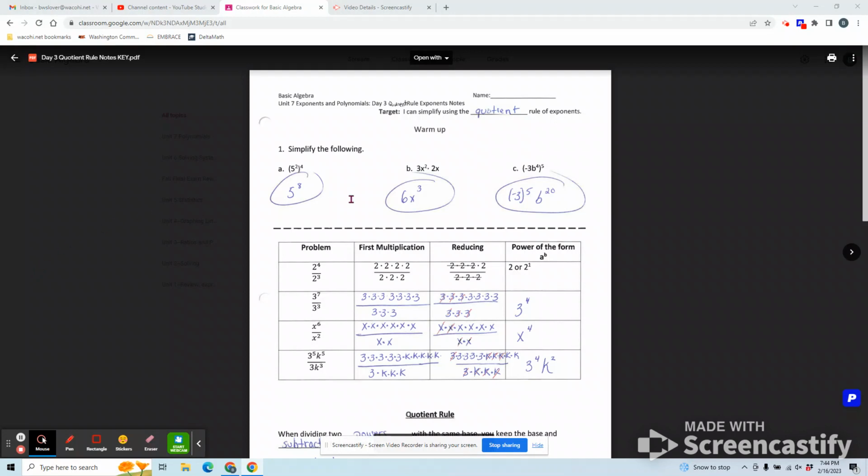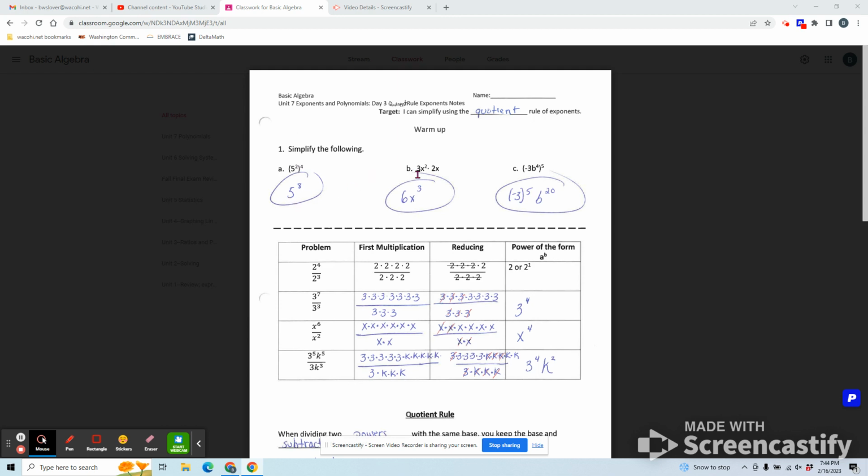Today we're going to talk about the quotient rule of exponents. So we're going to start off with what we saw yesterday and the day before. We're going to simplify the following expressions. We got 5 squared raised to the 4th power. Because it's a power to power, we multiply those exponents together. 2 times 4 is 8. Our base is 5, so that's why it stays a 5.